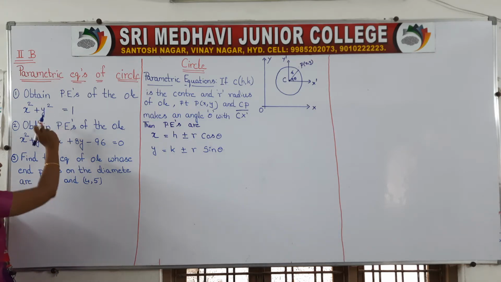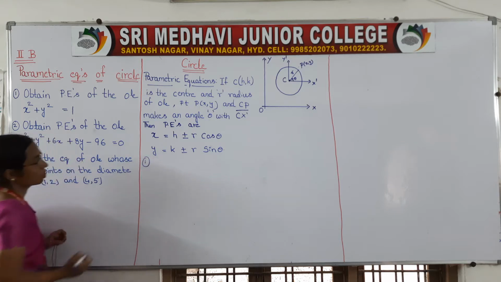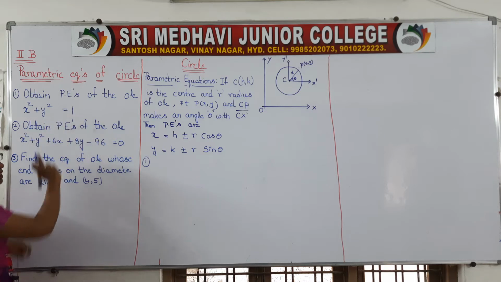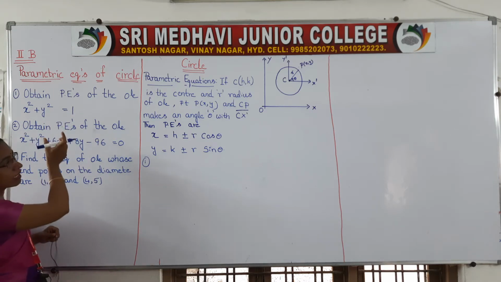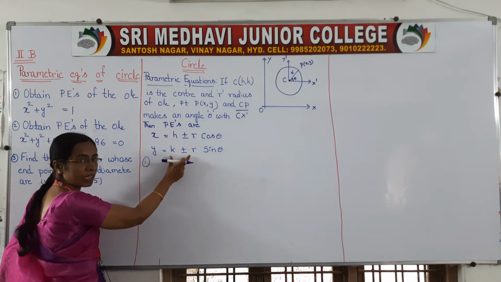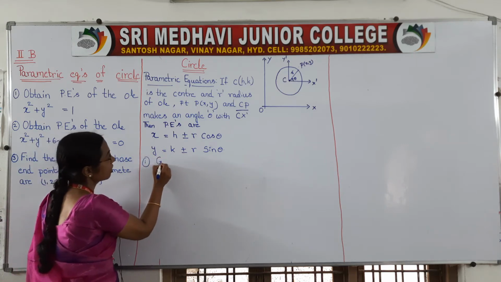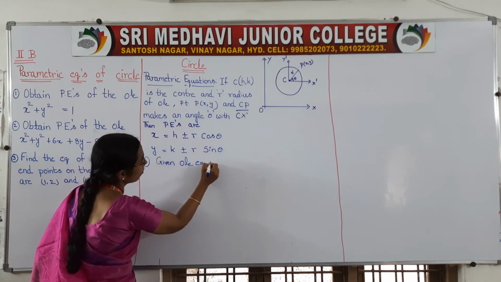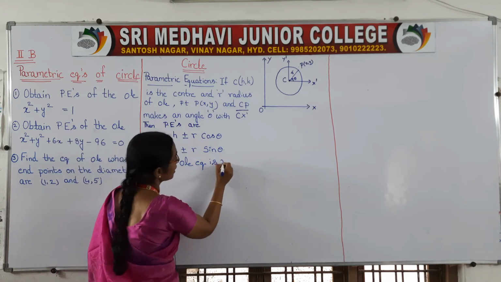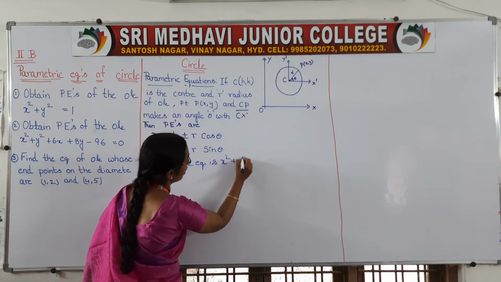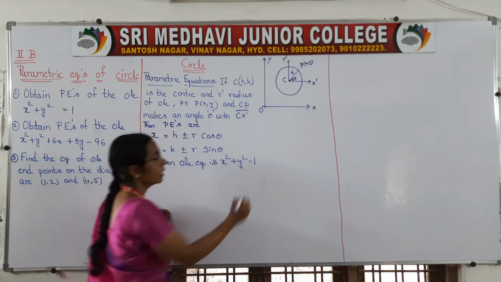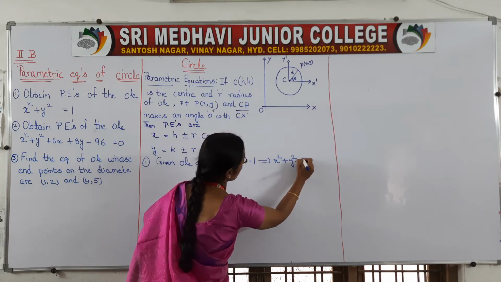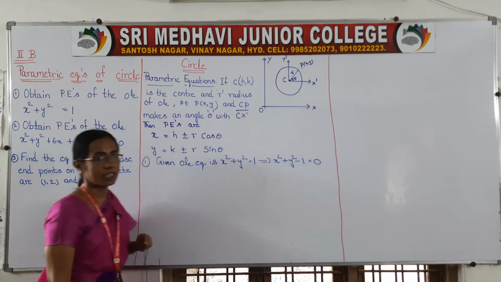So come to the first one. What is your first question? Obtain the parametric equations of the circle x square plus y square is equal to 1. So for this circle we have to get parametric equations in this form. First you write down the given circle equation. It is x square plus y square is equal to 1. It can be taken as x square plus y square minus 1 is equal to 0.